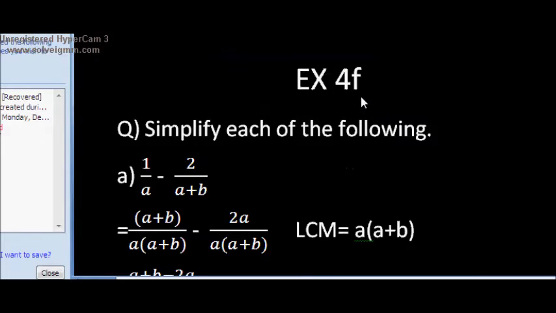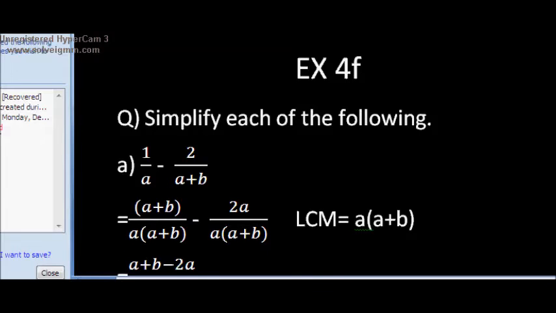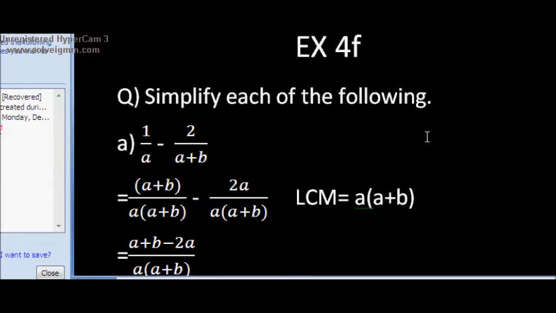Exercise 4F. The question is: simplify each of the following. Part A: 1 over A minus 2 over A plus B. Now here again, this exercise is just like the last exercise. Here we have double denominators, A and A plus B. So first of all, you will find the LCM of these denominator terms.